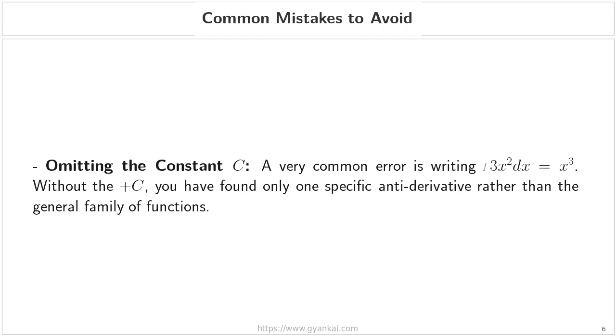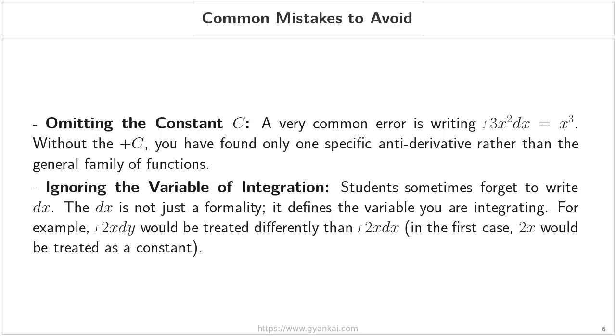The derivative of a constant is always 0, so there are infinitely many functions that could have a derivative of 3x squared. By leaving off the plus c, you're only representing one specific function within that family, and you're losing the general solution. So, always remember to add plus c to your answer. Next, we have ignoring the variable of integration.